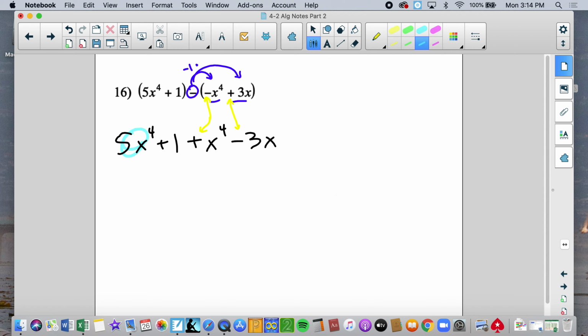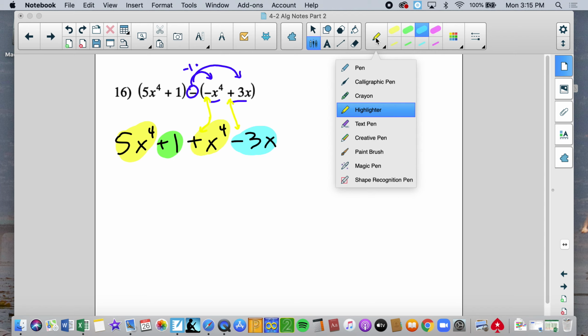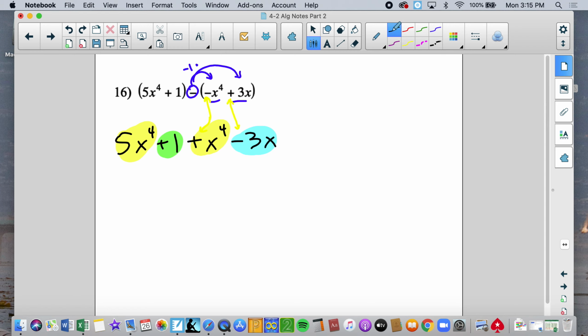We have x to the fourth and x to the fourth. We have 5x to the fourth and positive x to the fourth. And then we have positive 1, that doesn't have a partner, and negative 3x, that doesn't have a partner. So we're going to combine the like terms. We will combine their coefficients. 5 and positive 1 makes 6x to the fourth.